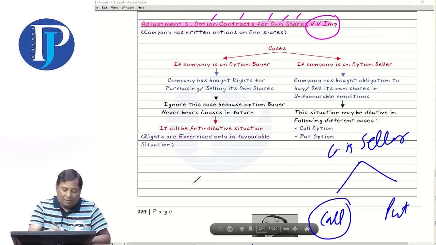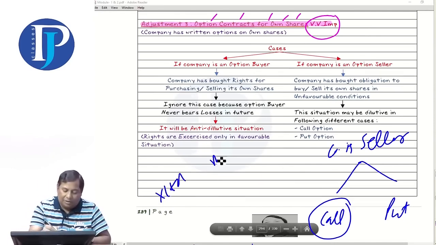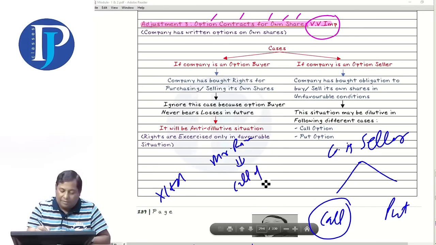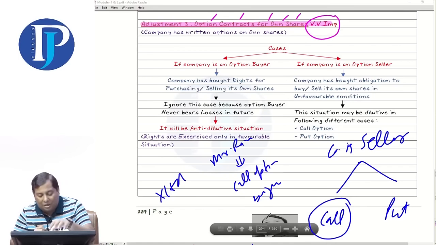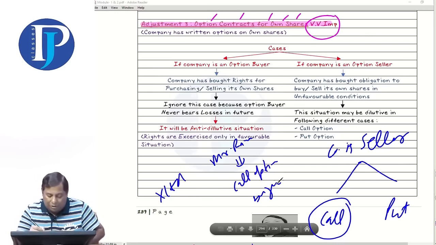Let's assume this is X Limited and Mr. Ram is in front. Mr. Ram is the call option buyer, and he has bought the right to purchase. Right, students? If this benefited him and he exercised the option and told the company that he wants to buy shares, then the company will have to give him a new issue. The company will sell shares, meaning issue shares. Let's say he exercised the option and wants shares for 140 rupees.